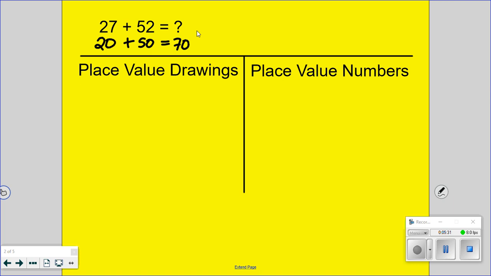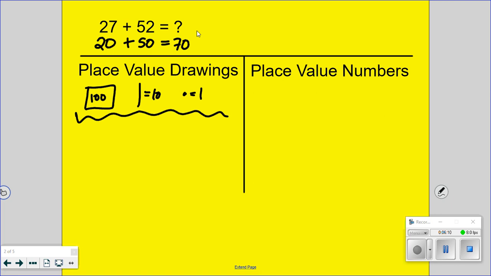All right, place value drawings, just a review. A square is worth 100, just like your hundreds flat that you use in your math kit. A stick, a rod, is worth 10. Your tens rod is worth 10. And then your little bit, which I just make a dot, is worth 1. So just a reminder, those are the pictures we're working with.